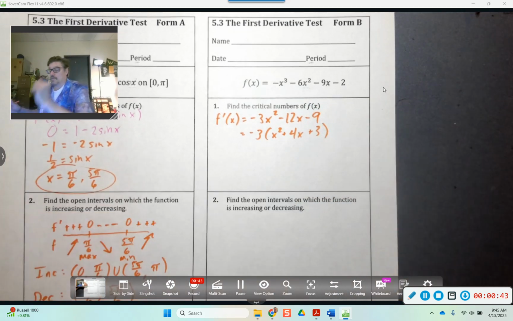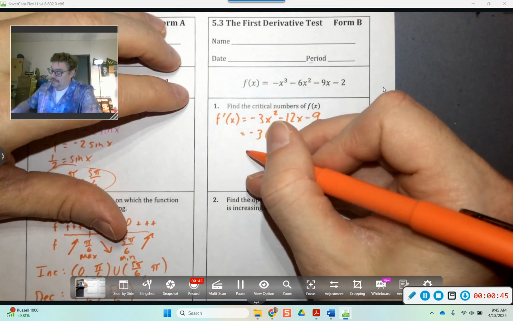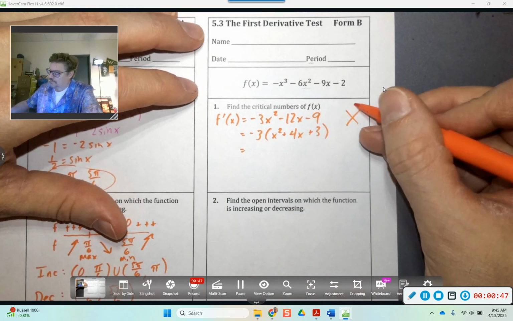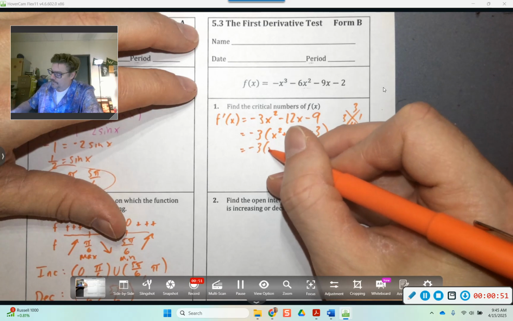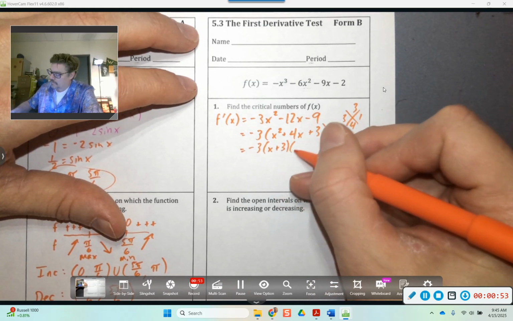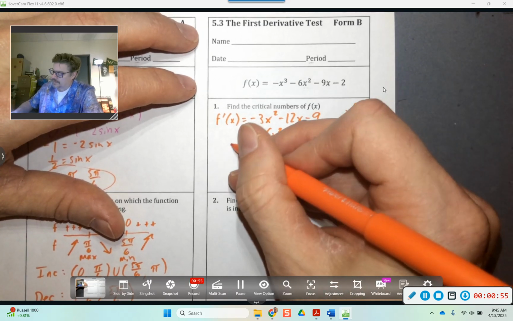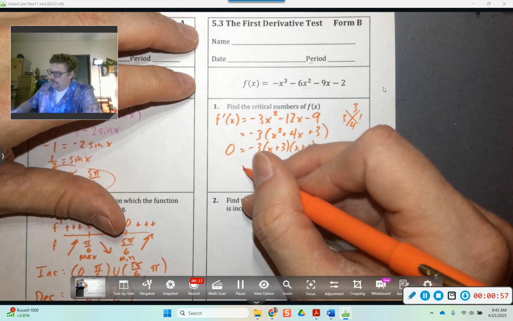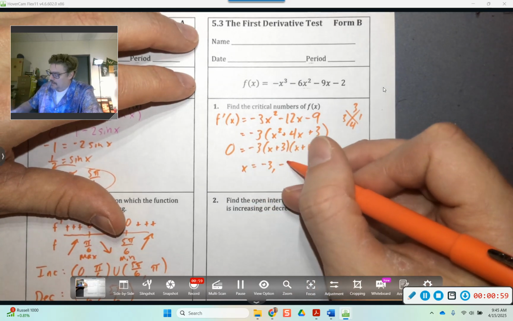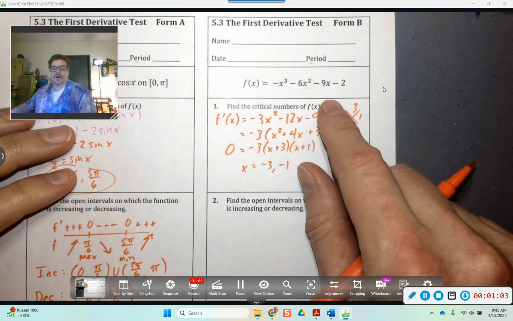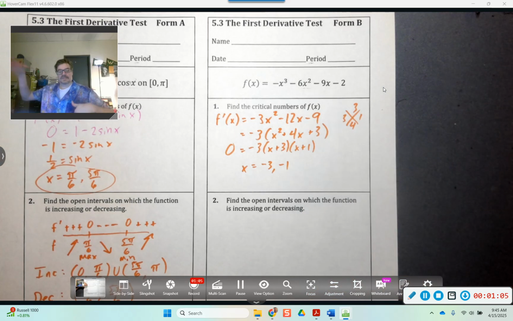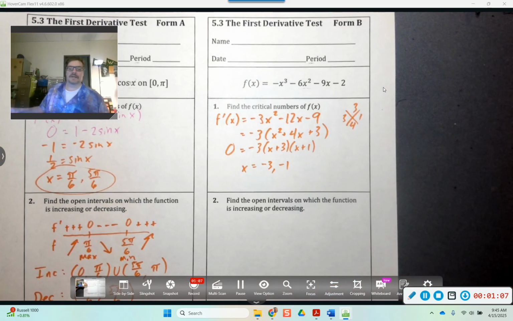Okay, and what that'll do is help me factor this, and factors of 3 that add up to 4 are 3 and 1. Okay, set this guy equal to 0, and we've got x equals -3 and -1. Now notice though it doesn't give us an interval at all for the first derivative test. So this is going all the way to negative and positive infinity.